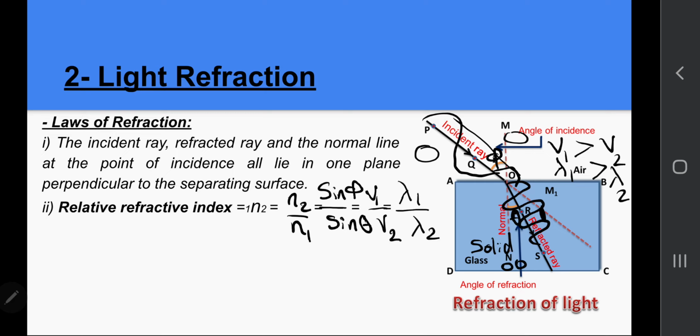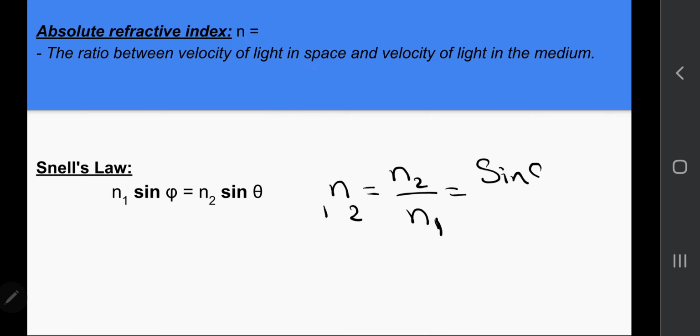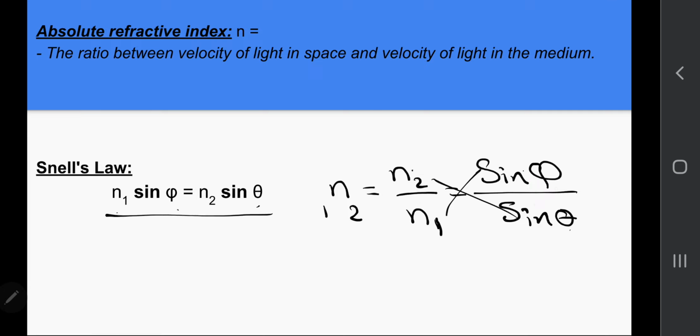Okay, directly proportional, V and lambda at constant frequency. Okay, at the last, Snell's law. Snell's law is not completely new, guys. Didn't we say that N1,2 equals the ratio between N2 over N1, the absolute refractive index of the second medium to the first medium, and also it equals sin phi over sin theta. Okay, make cross multiplication. So N1 sin phi equals N2 sin theta. This is Snell's law, a very important law.